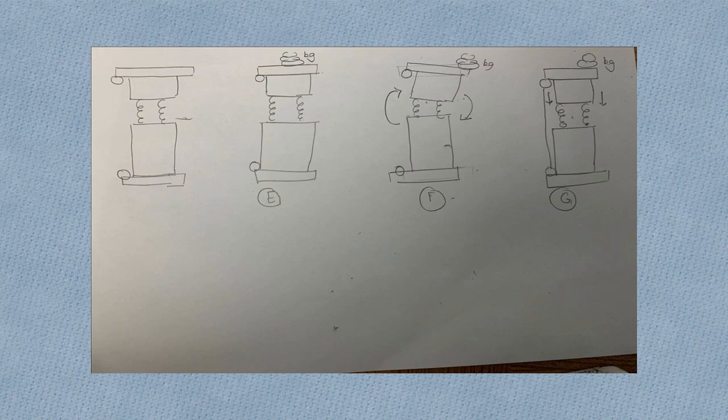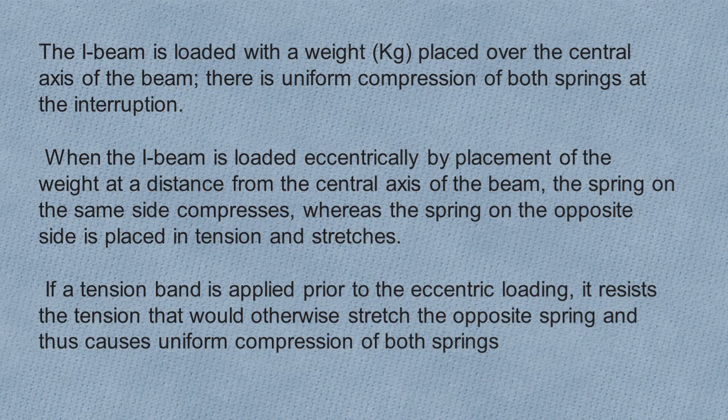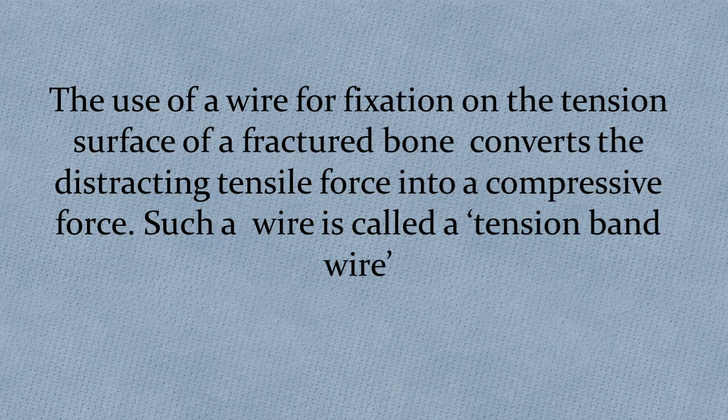And in diagram 4, or G diagram, there is eccentric loading with a tension band. If the tension band is applied prior to eccentric loading, it would resist tension. This is as explained: the I-beam is loaded with a weight placed over the center. The use of a wire for fixation on the tension surface of a fractured bone converts the distracting tensile force into compressing force. Such a wire is called a tension band wire.